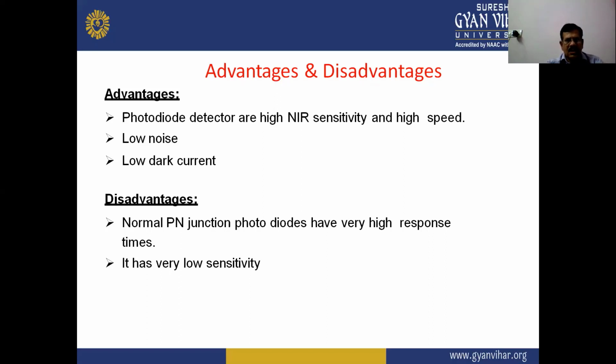And now some disadvantages of the photodiode. One disadvantage is that a normal PN junction photodiode has a very high response time. This is the first disadvantage of the photodiode. The second disadvantage is that it has very low sensitivity.